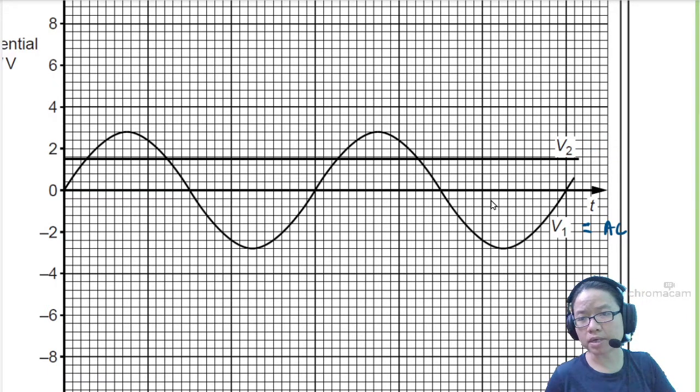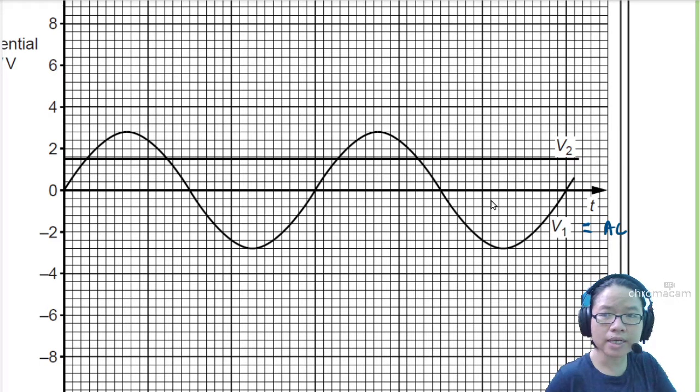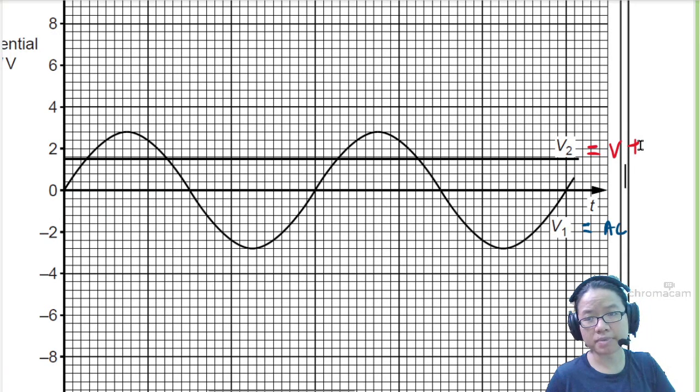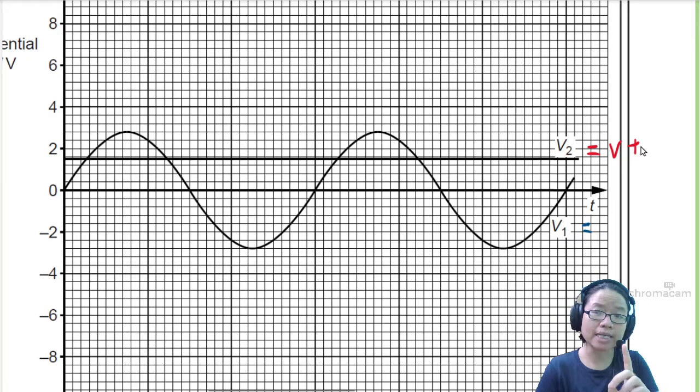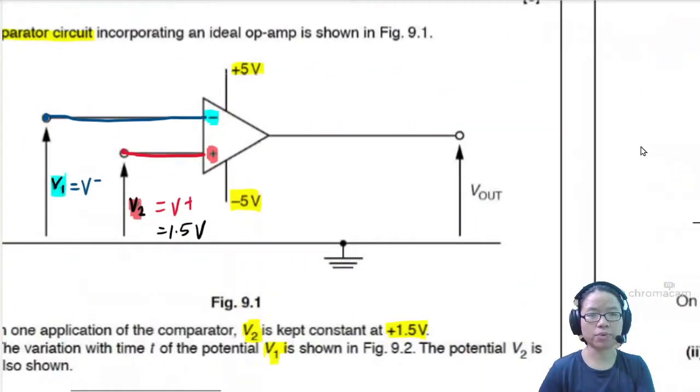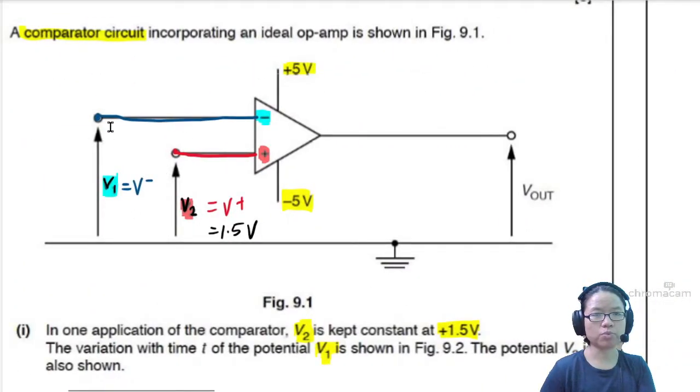I used red color, so I'll stick to red. This one is V plus. So this entire line is V plus, the non-inverting input. V1 is the inverting input. So you check the connection, based on where we input V1 and V2. V1 we put inside the inverting, V2 we put in the non-inverting.